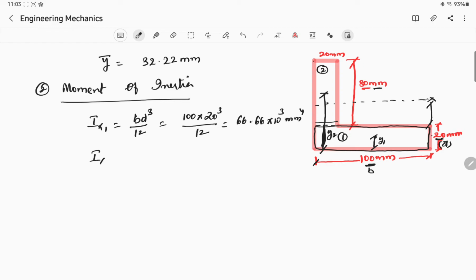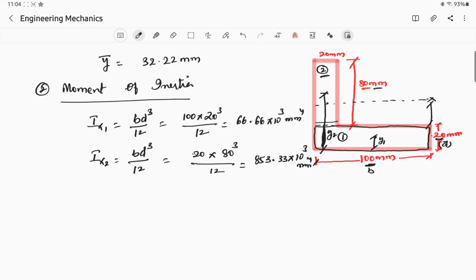Next we have Ix2, the moment of inertia of the second element. The second element is also a rectangle, so BD cube by 12. B is 20 into D is 80, whole cube, divided by 12. That is 20 into 80 cube by 12, which is 853.33 into 10 power 3. This is also mm power 4. So we got the moment of inertia values of Ix1 and Ix2.